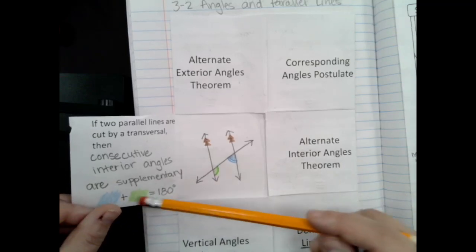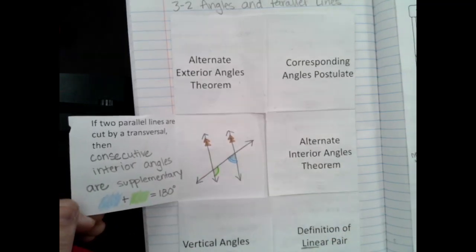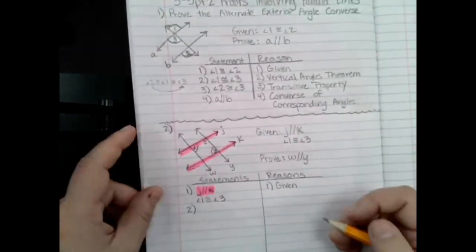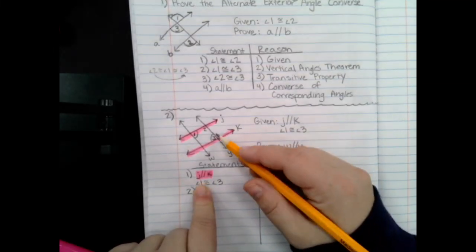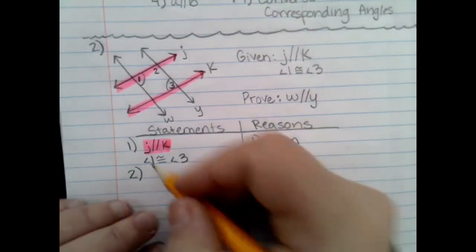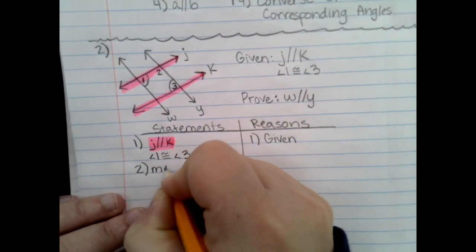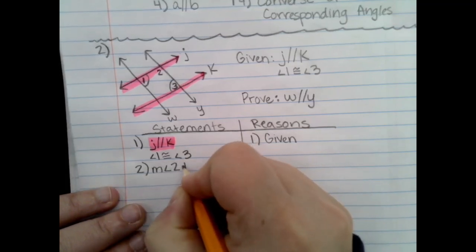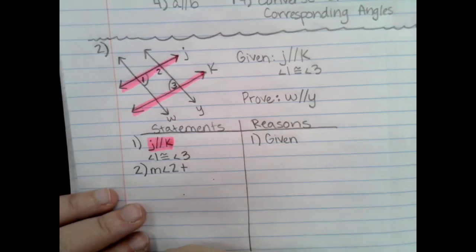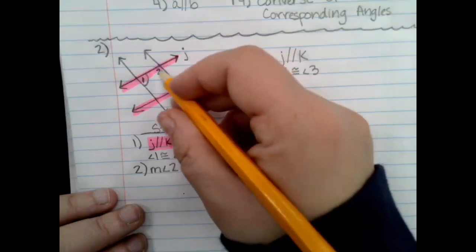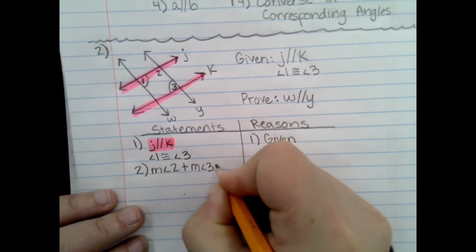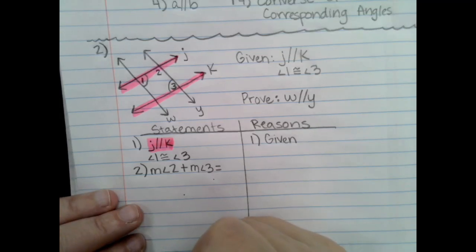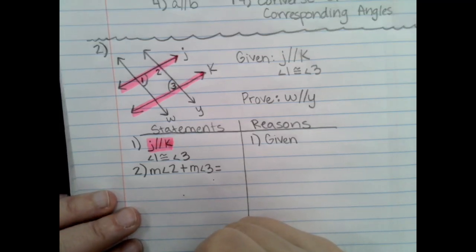So that one says if I have parallel lines, then the consecutive interior angles are supplementary. Do we have parallel lines? Yep, J is parallel to K. So I know angle 2 and angle 3 are supplementary. So we're going to say measure of angle 2 plus measure of angle 3 equals how many degrees together? They're supplementary. 180.